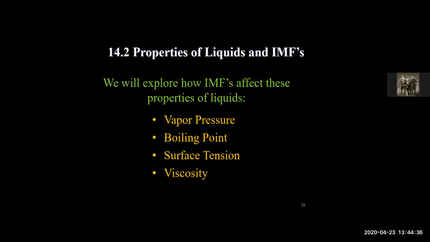Now, how do these affect some physical properties? How do the IMF interactions affect the physical properties? We're going to look at 4 physical properties: vapor pressure, boiling point, surface tension, and viscosity.